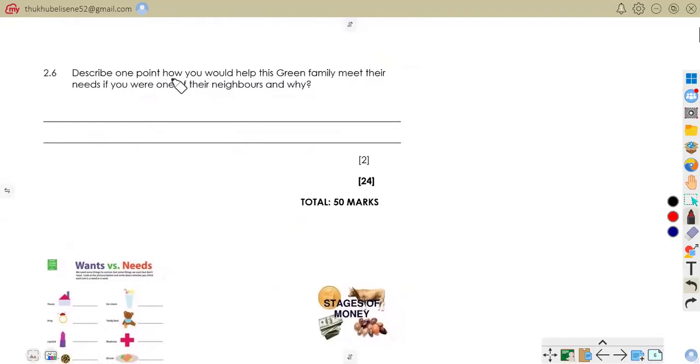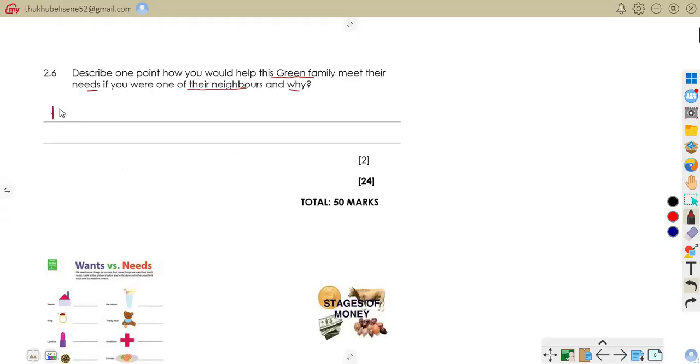2.6 says, describe one way how you would help this Green family meet their needs if you were one of their neighbors, and why. So that is helping a family after a fire. So here we can say learners explain how they would help, showing understanding of the needs. For example, helping rebuild their shelter because it's a basic need.